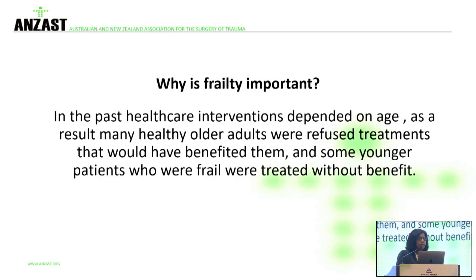So as I said, why is assessing frailty important? Because in the past, we made medical decisions and intervened according to a person's age, or maybe looked at their comorbidities. As a result, many healthier older adults were refused treatment that would have benefited them, and younger patients who were frail were treated without any benefit. So it's very important that we look at frailty in the elderly.